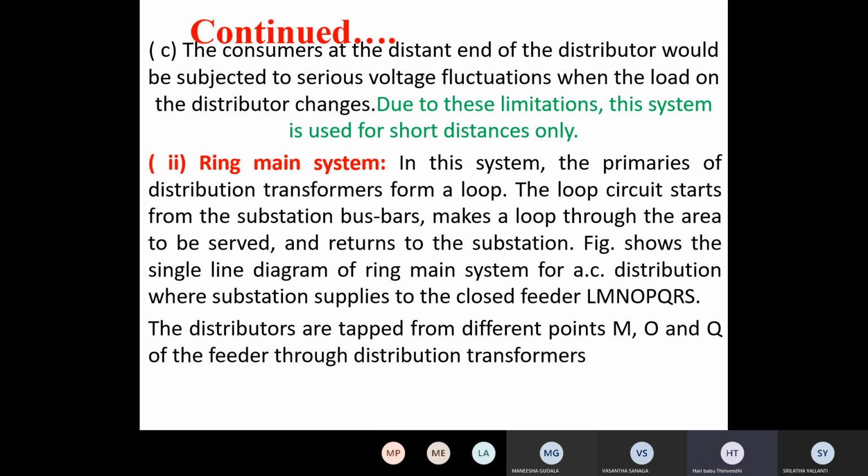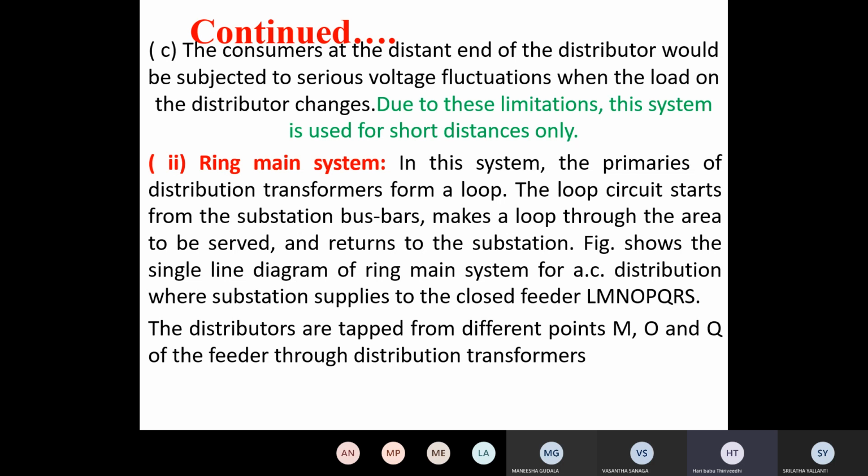Next, the consumers at the distant end of the distributor would be subjected to serious voltage fluctuations as the load on the distributor changes. So this is also a problem. Voltage fluctuations occur because of load variation. Why load variation? Because it is heavily loaded. Because of heavy loading, voltage variation occurs, and because of voltage variations, voltage fluctuations will occur on the distributor. So these are the main disadvantages.